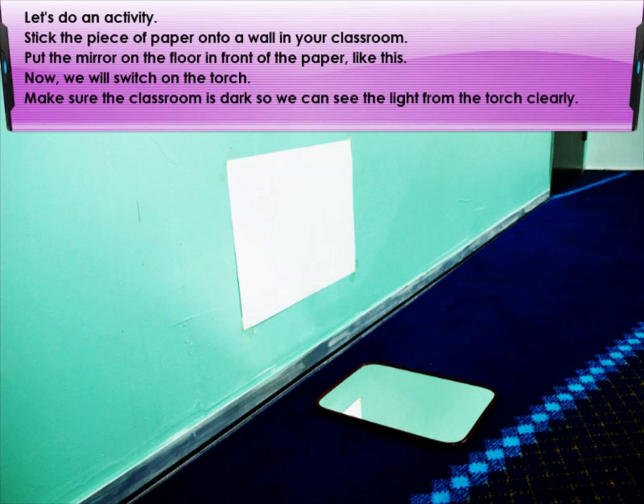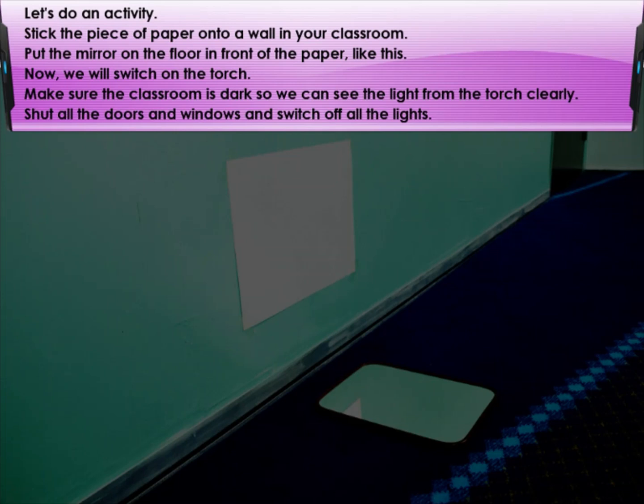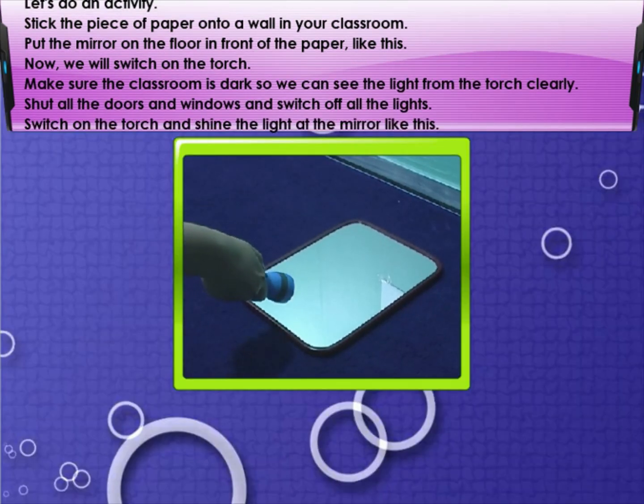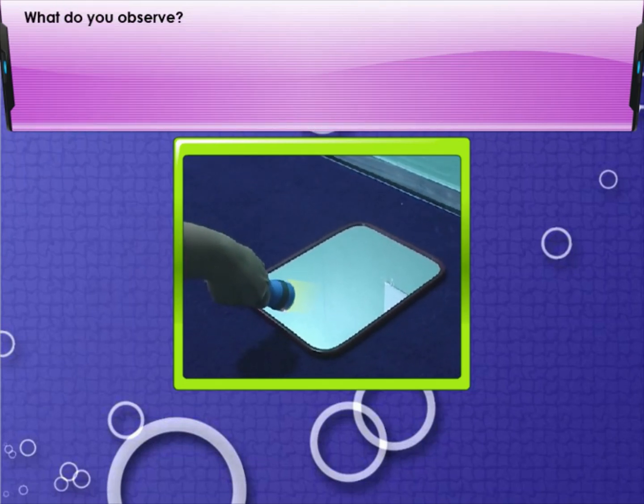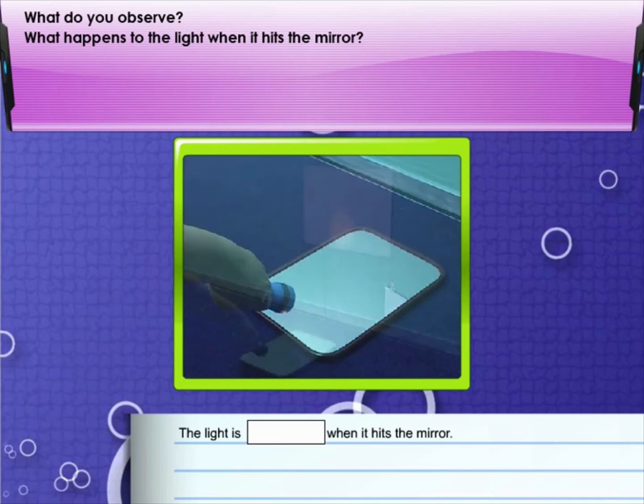Make sure the classroom is dark so we can see the light from the torch clearly. Shut all the doors and windows and switch off all the lights. Switch on the torch and shine the light at the mirror like this. What do you observe? What happens to the light when it hits the mirror?